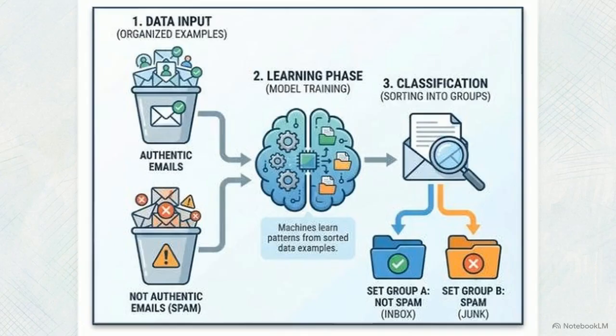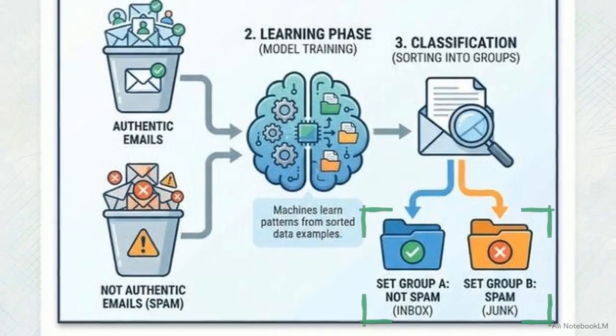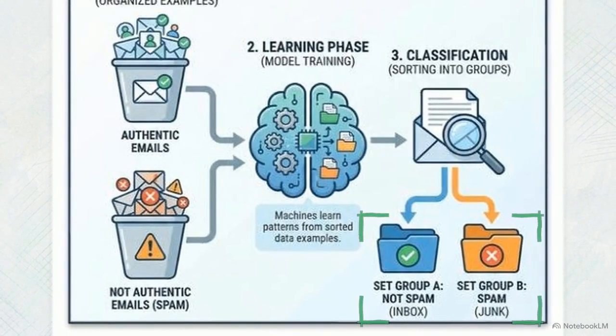This diagram shows how this works. On the left, buckets of organized input examples, authentic and spam emails, feed directly into the central learning model. When the model looks at unread messages, it outputs a result, sorting emails into inbox and junk folders.